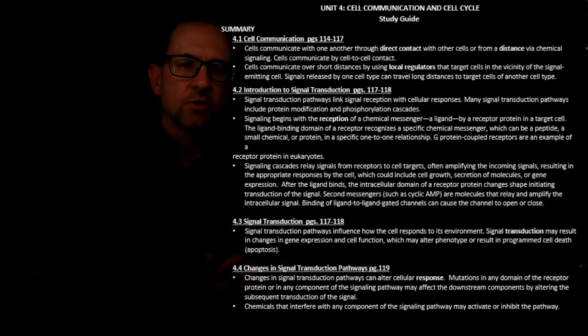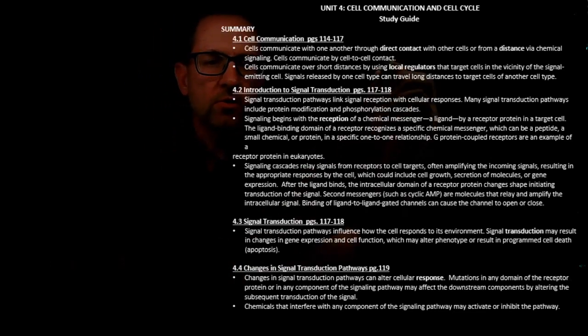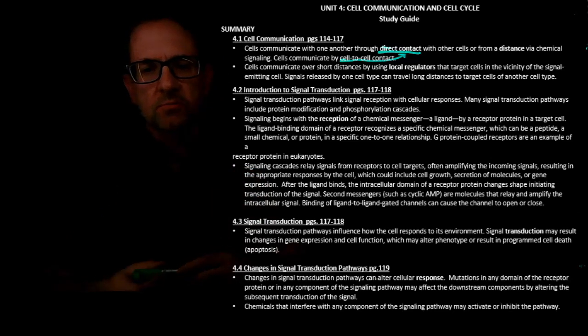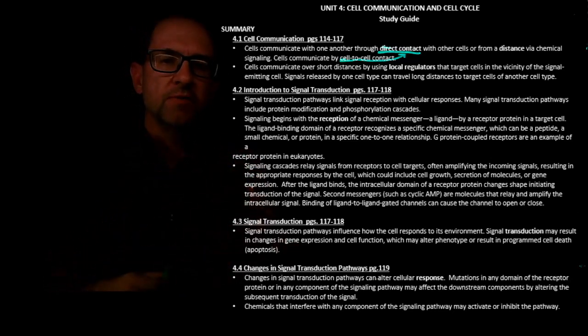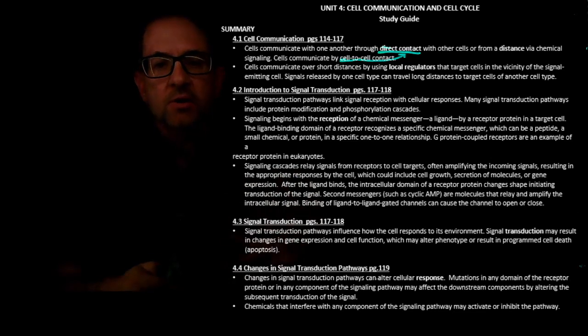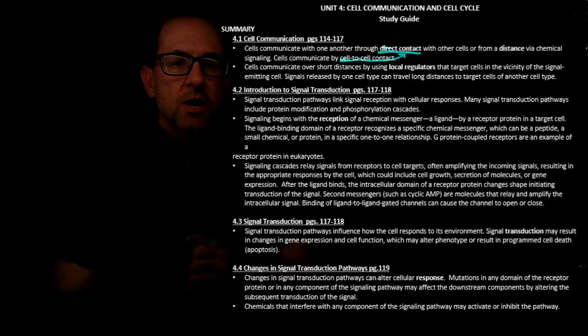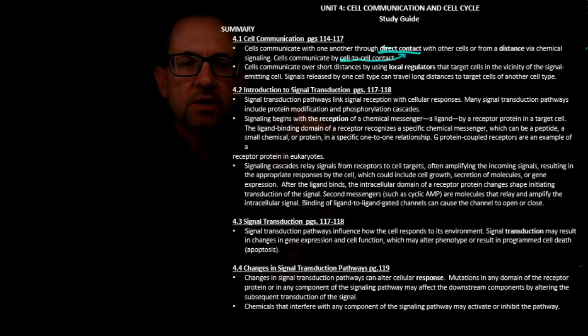Let's start out with cell communication. Cells communicate with one another through direct contact. We want to make sure that we understand that is cell to cell. They're actually touching each other. In fact, I would connect these two lines right here. Cell to cell contact is this direct contact. We talked about that yesterday when we had antigen presenting cells in the immune system. They present a piece of the antigen to another cell, and that presents it to other cells. That's how you develop antibodies. That's how you get killer T cells. But that's a great example of direct contact.